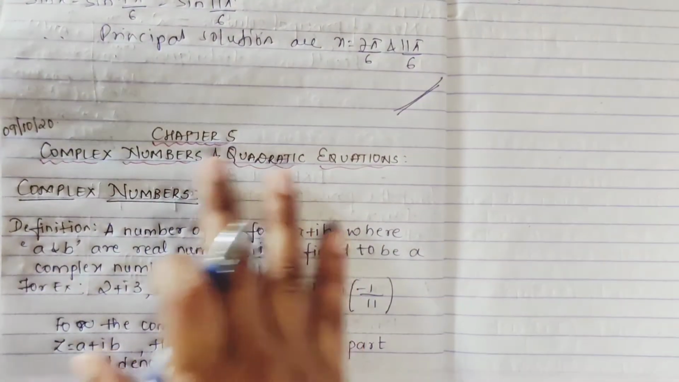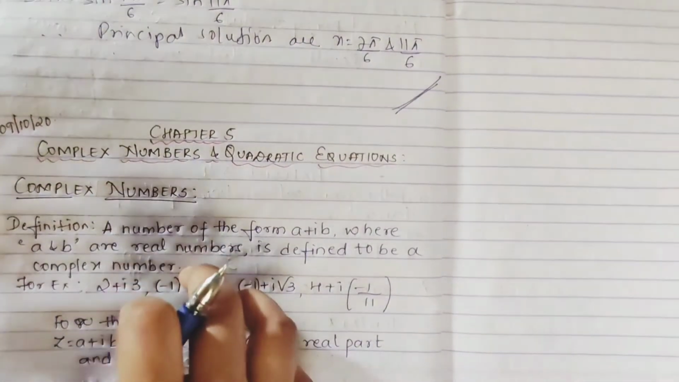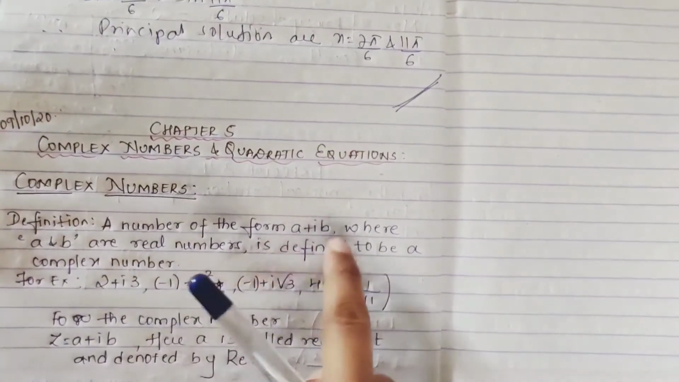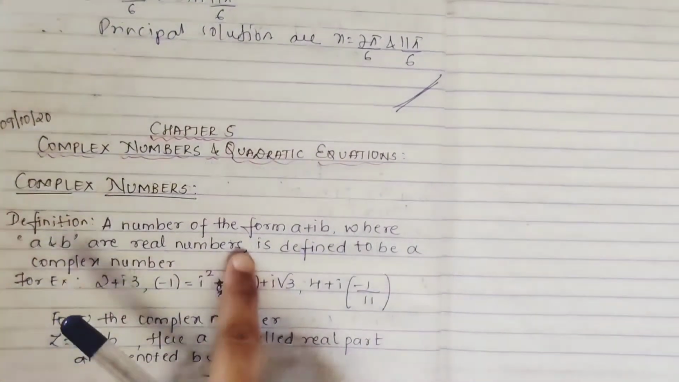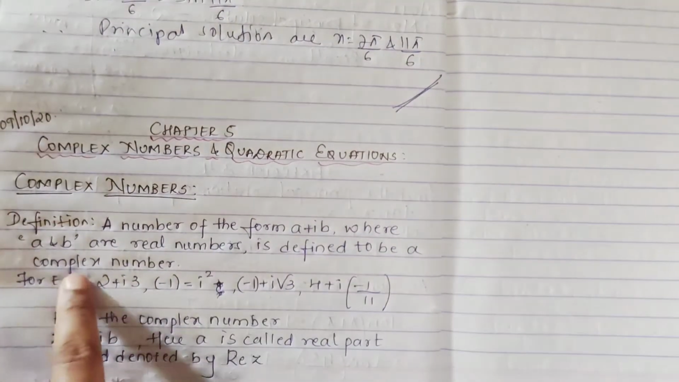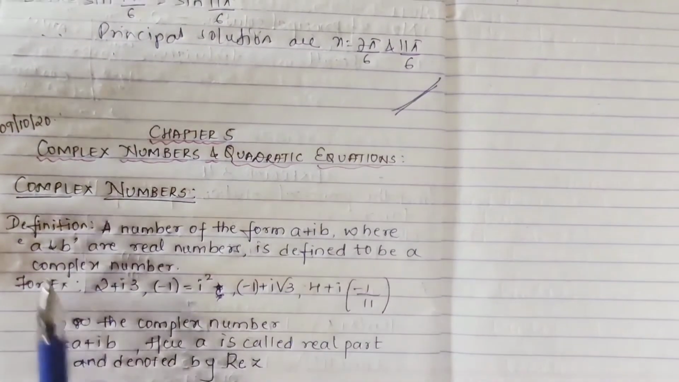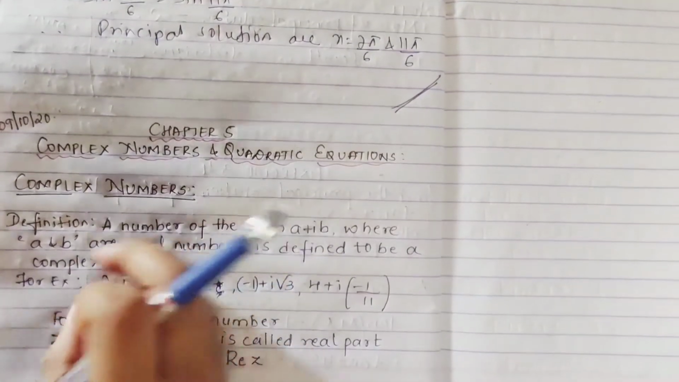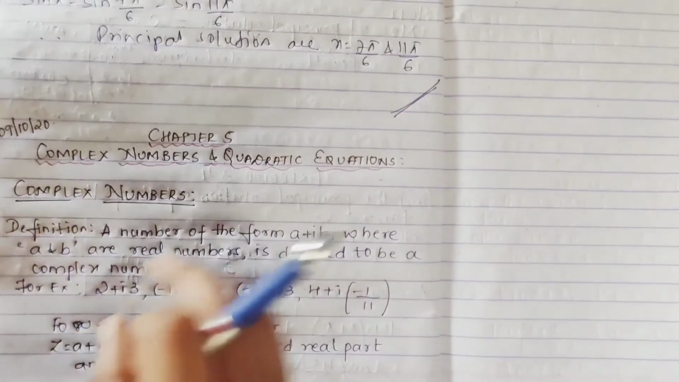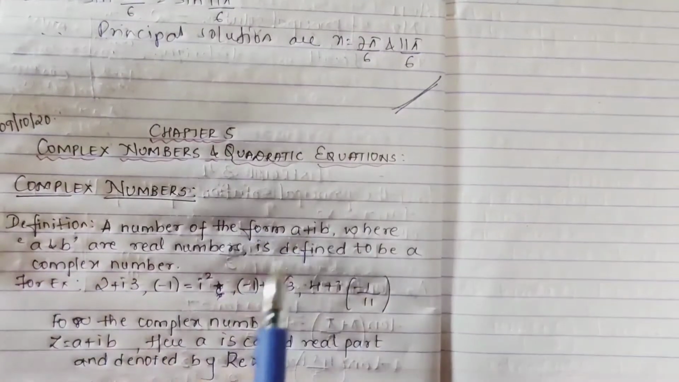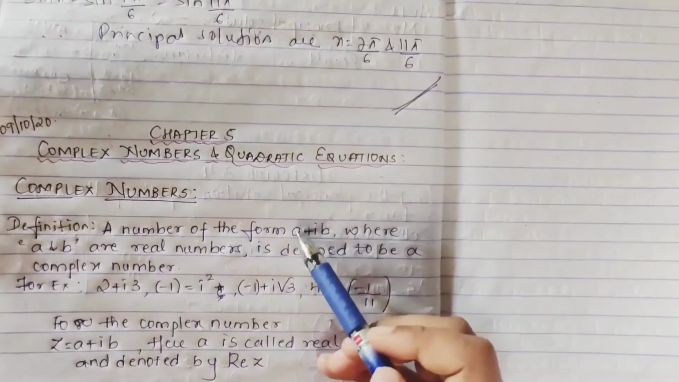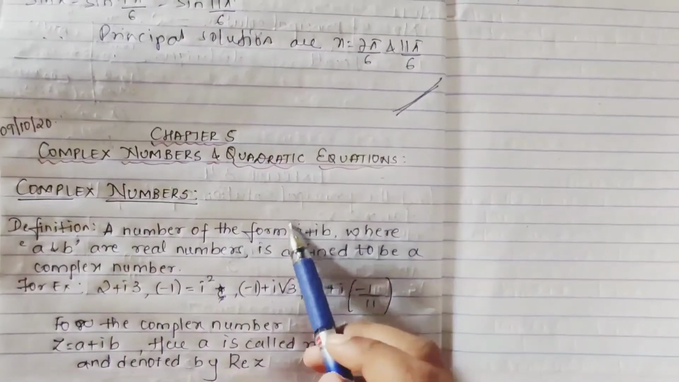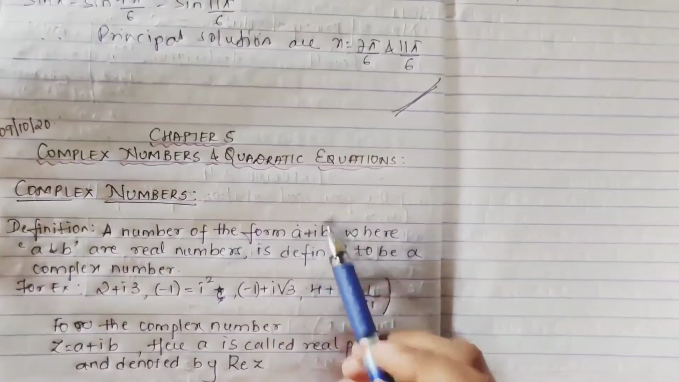So you can write chapter 5, complex number. First we will study complex number. Definition, which I told you. A number of the form a plus ib, where a and b are real numbers, is defined to be a complex number. Your a, b both will be real numbers, but when you are denoting which is real and which is imaginary, then you have to tell only this is real and this is imaginary.